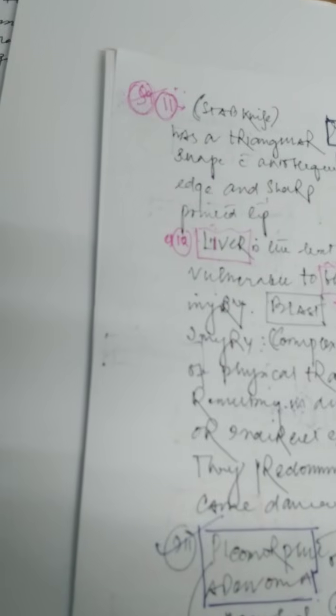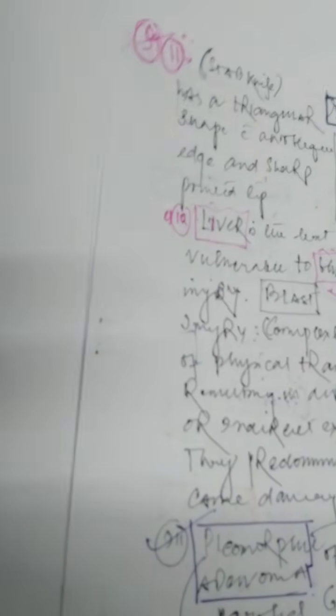So, there was an image and a punctum was there, so that is basically a sebaceous cyst. Now, face, scalp or dark color.